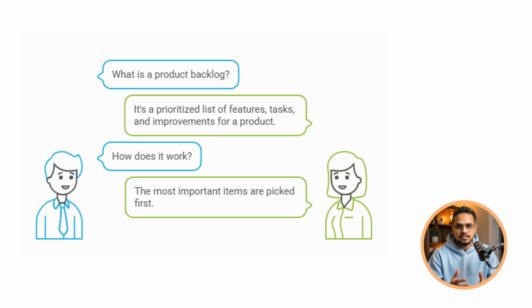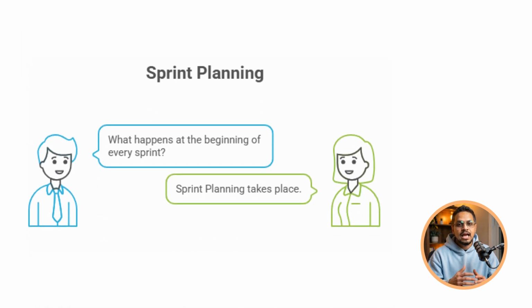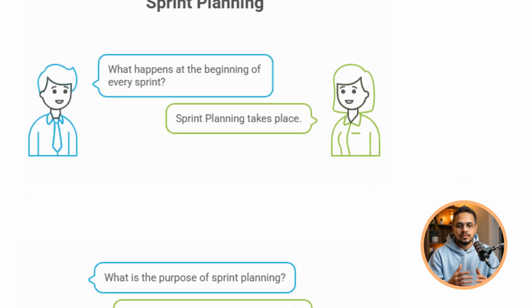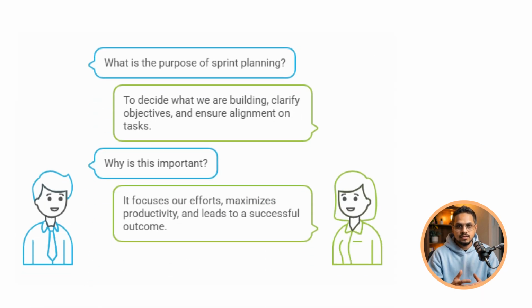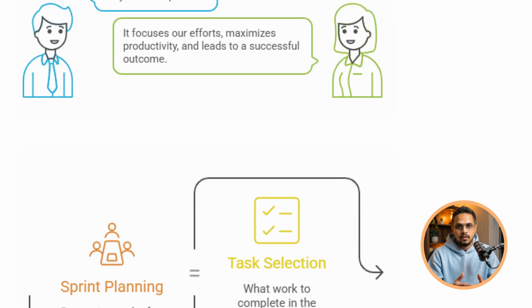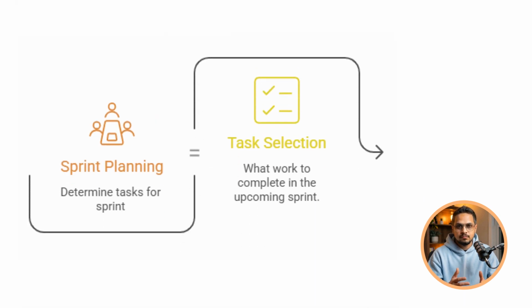A product backlog is basically a prioritized list of features, tasks, and improvements that need to be built for a product for whatever reason. Think of it like a priority list of features. The most important items are picked first, and every sprint starts with sprint planning, where the team decides what exactly we are building in this sprint. Sprint planning is basically a meeting or a series of meetings where the team decides what work to complete in the upcoming sprint and how to do it in the best possible manner, approach, and with the resources.